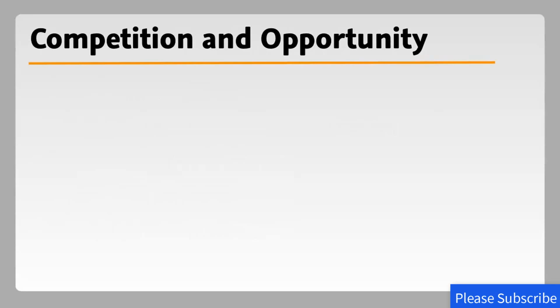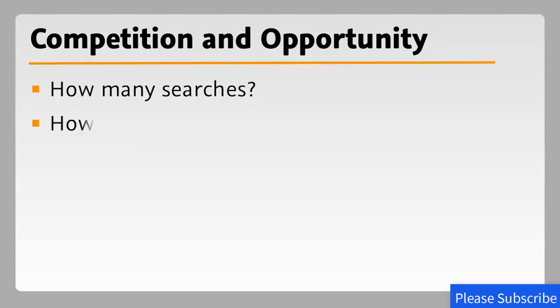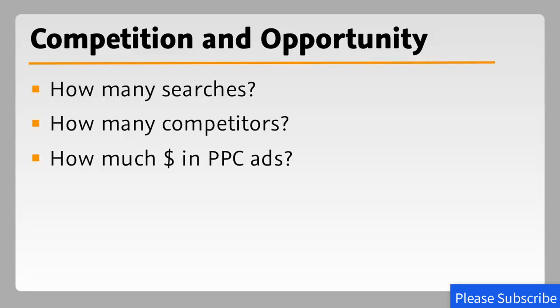So first, competition and opportunity. Number one, how many searches are there? How popular is that keyword? How many competitors are there? And that's one of the reasons why some of the keyword tools will also show how much it would cost if you were to bid on that keyword. That gives you a good idea as to the value of what other people are paying for it.